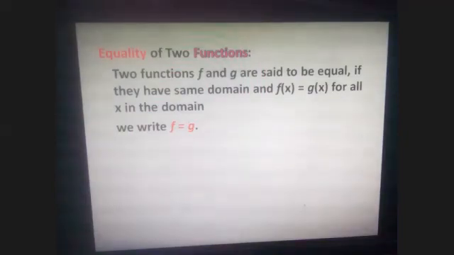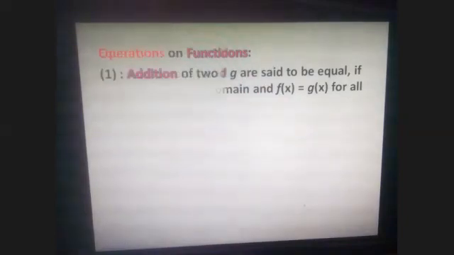Two functions f and g are equal if they have same domain. Both f and g must have same domain, and f(x) equal to g(x) for all x in the domain. And we write f equal to g.